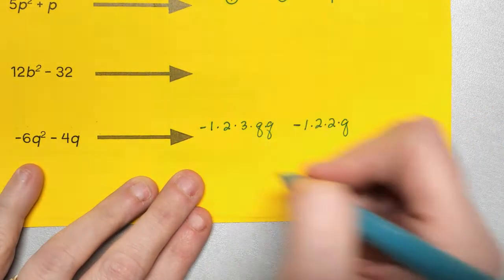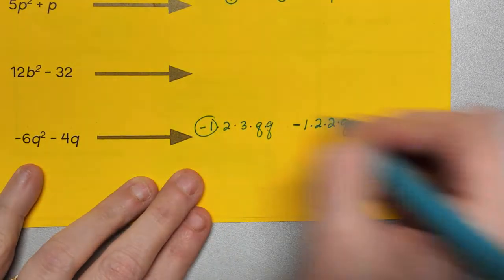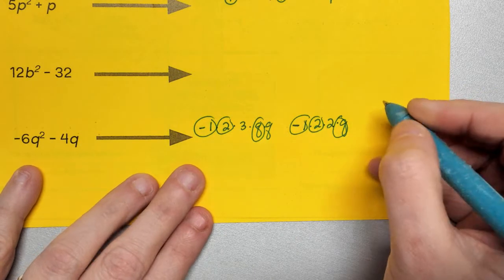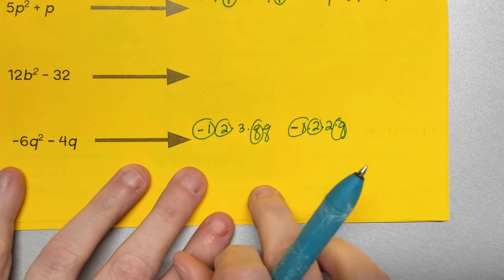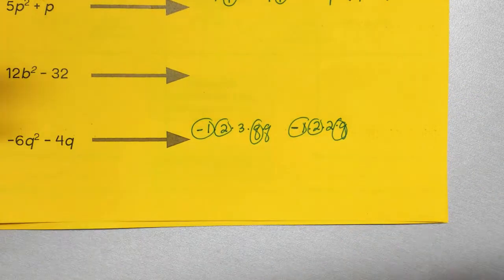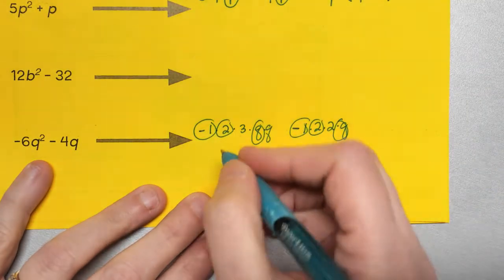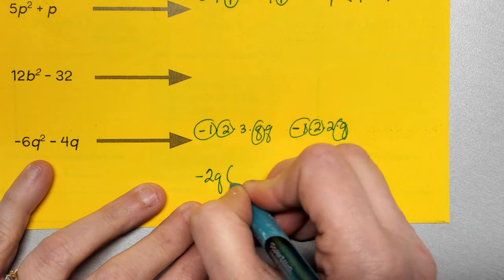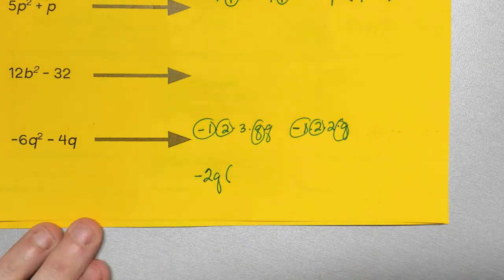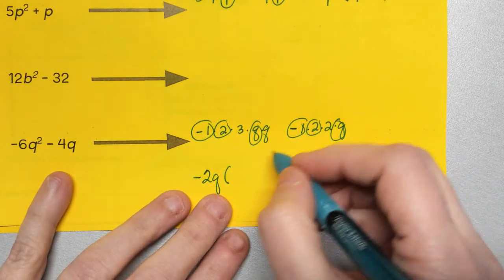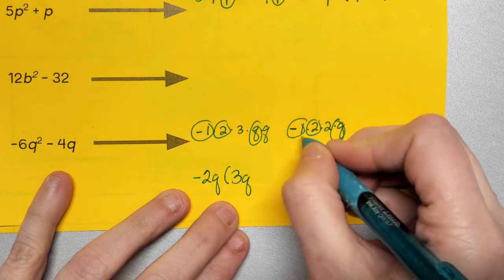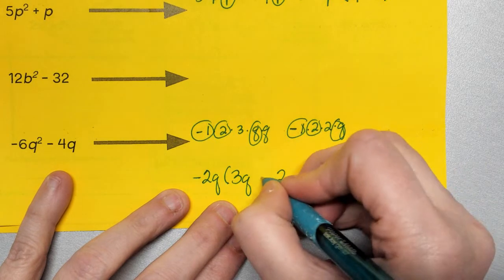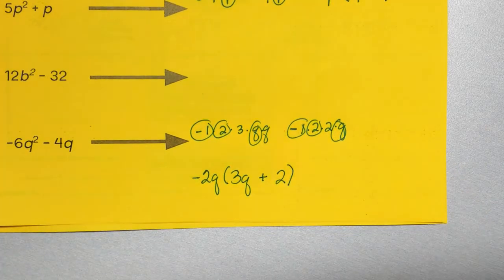Now, what do they have in common? Well, they have a negative 1, a 2, and a q. So when I write this in factored form, I'm going to put the GCF in the front, negative 2q. That's what I would distribute to put it back together. And then whatever's left goes inside. And if there's no minus sign, it's positive.